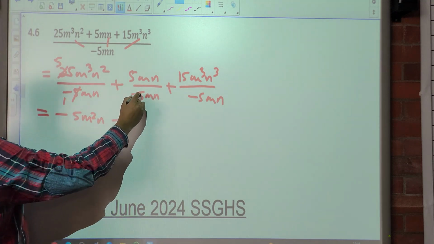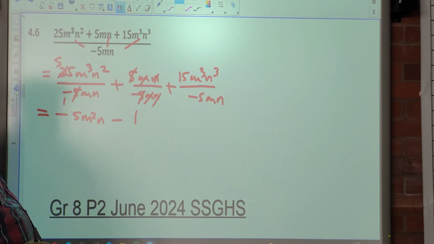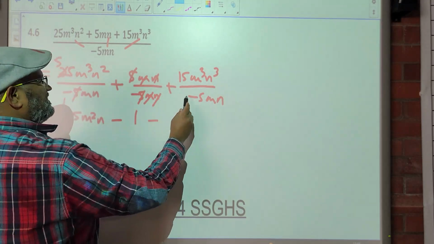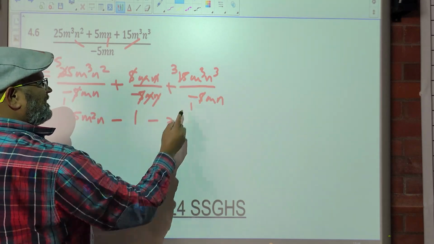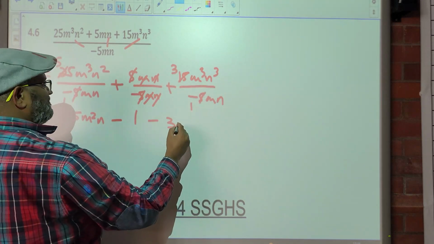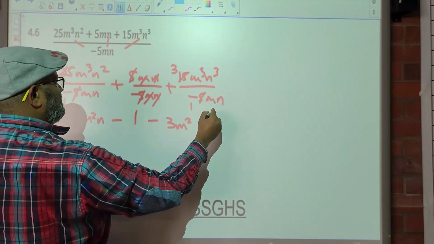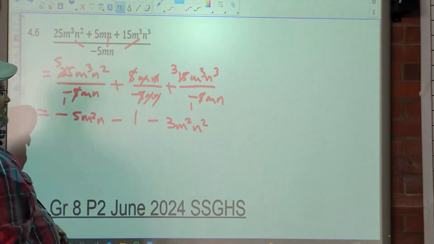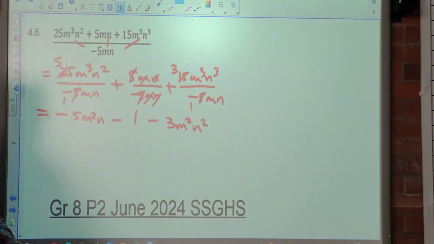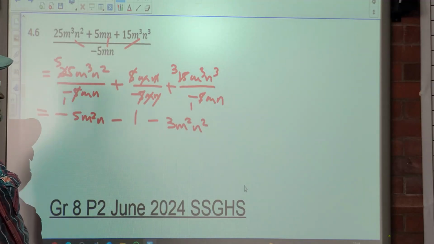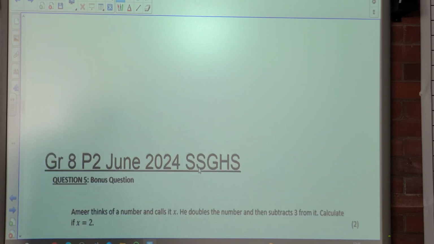Positive divided by negative is negative. That cancels, leaves you with 1. Positive divided by negative is negative. 5 into 15, 3 times. M cubed over m is m squared, n cubed over n is n squared. You'll see this looks almost the same, but it's not. Okay, so the answer is negative 5m squared n minus 1 minus 3m squared n squared.